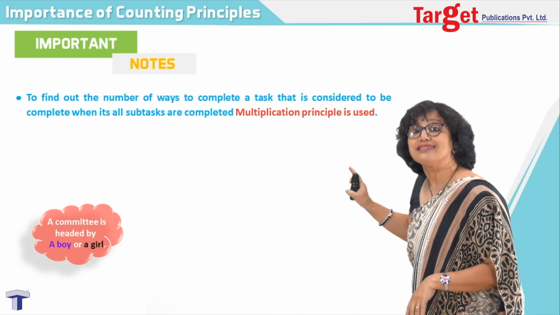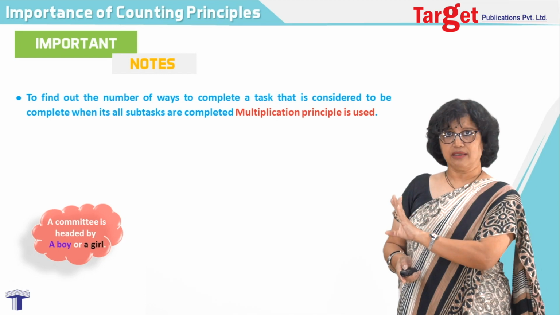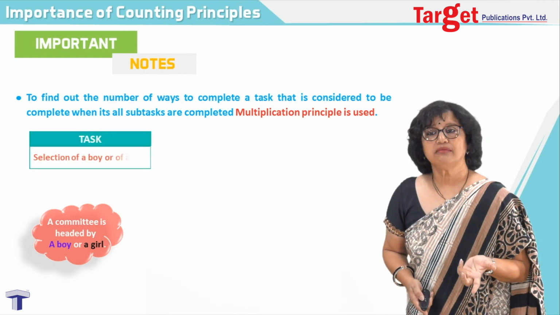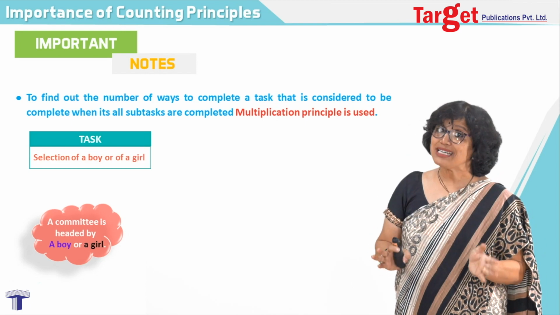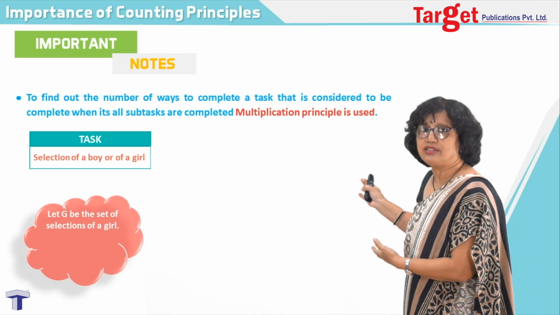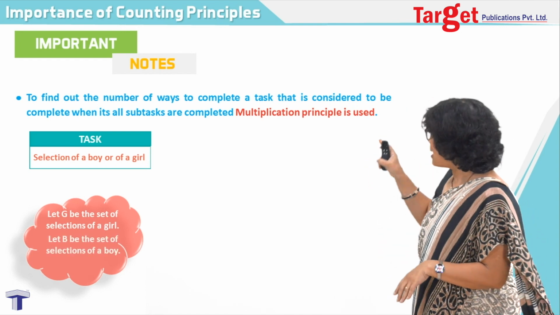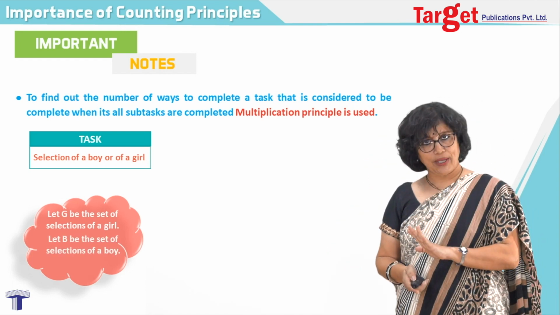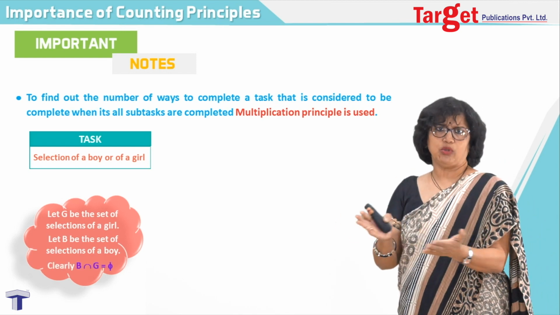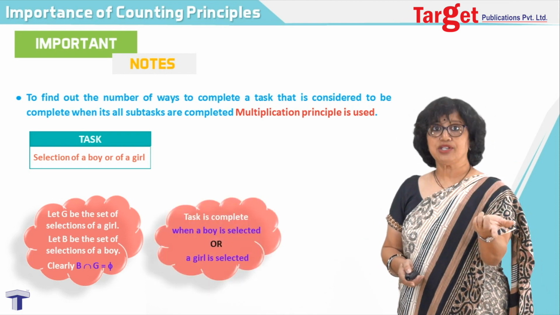A committee is headed by a boy or a girl. Two options are possible. The task is to form the committee, which means basically to select a boy or a girl. If I say capital G is the number of selections of a girl, meaning all possibilities, and capital B is the number of selections of a boy, and we find that B intersection G is empty, obviously the two are not connected at all, then I will go for the addition principle.